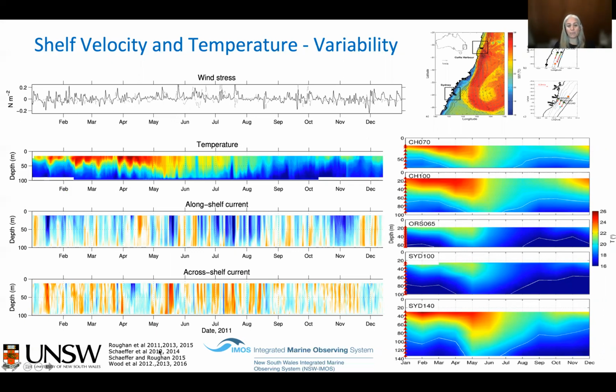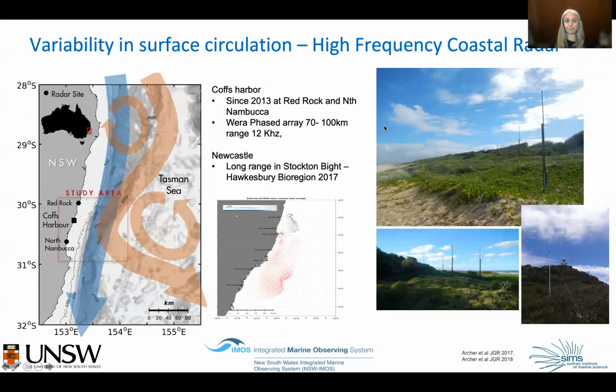And there have been loads of papers that have looked at the dynamics of the system in the region. And this is both upstream of the EAC separation and downstream of the separation. You can see the impact here of the jet and where it separates from the shelf. So jet dominated and eddy dominated regions.